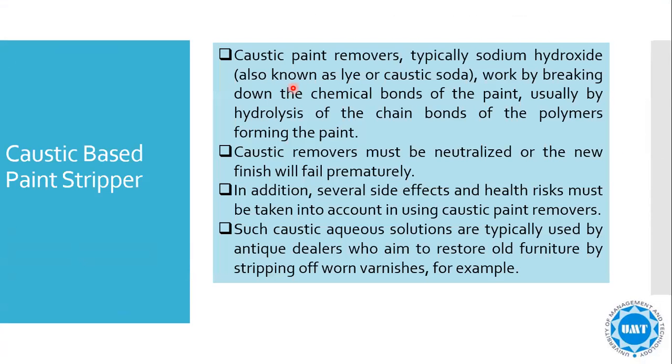Types of strippers. There are two types of strippers, caustic and solvent based. Caustic paint remover typically contains a solution of sodium hydroxide, caustic soda, and works by breaking down the chemical bonds of the paint, usually the hydrolysis of the chain bonds of the polymers forming the paint. Caustic remover must be neutralized or the new finish will fail prematurely. In addition, several side effects and health risks must be taken into account when using caustic paint removers. Such caustic aqueous solutions are typically used by antiques dealers who aim to restore old furniture.